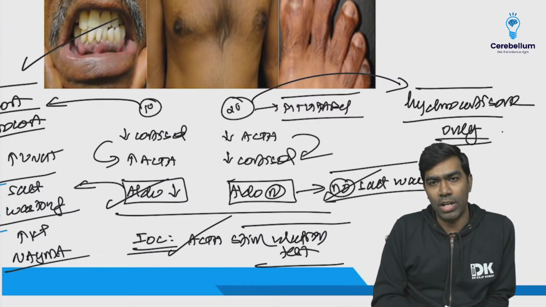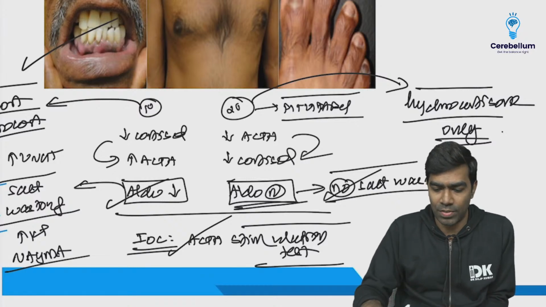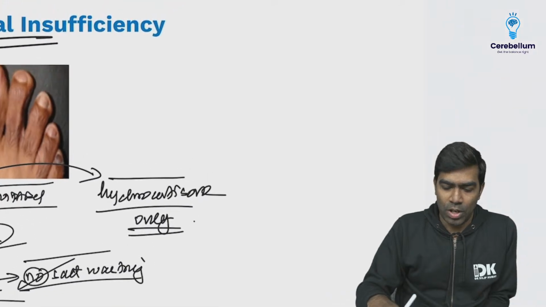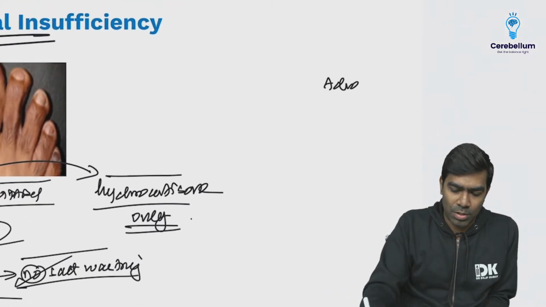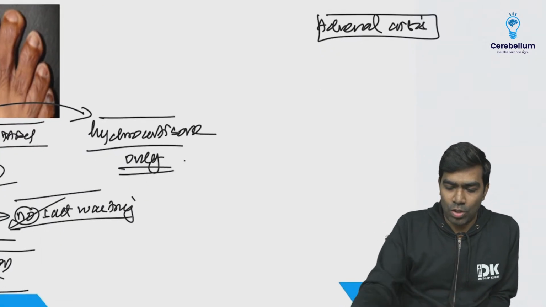Okay, there is no need of fludrocortisone replacement because aldosterone levels are normal in secondary adrenal insufficiency. So how will you manage a patient with adrenal crisis? Suppose, let us assume a patient is presenting with adrenal crisis. So how will the patient present?